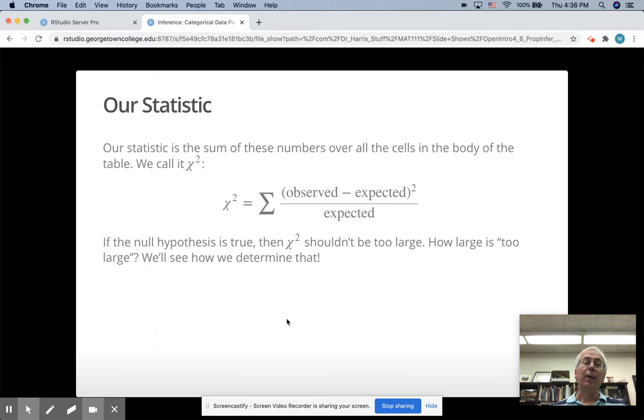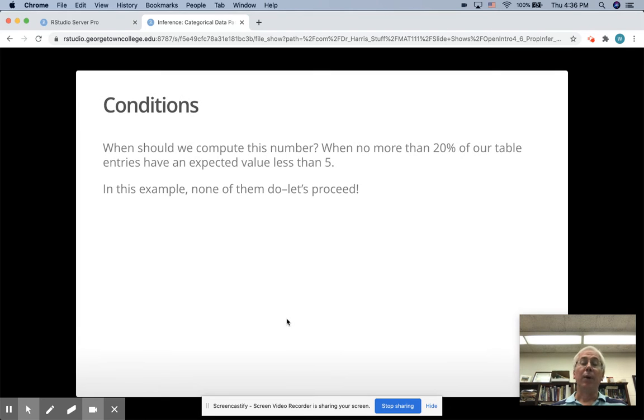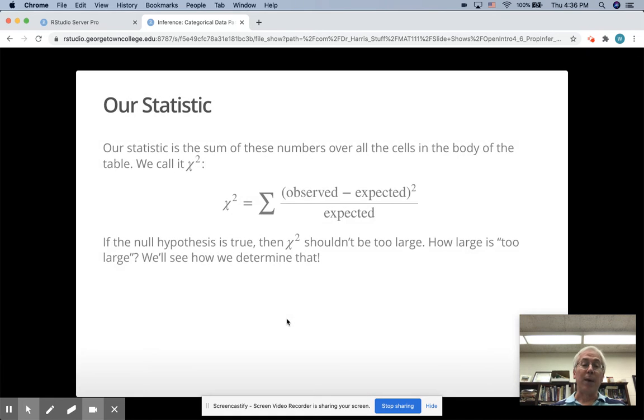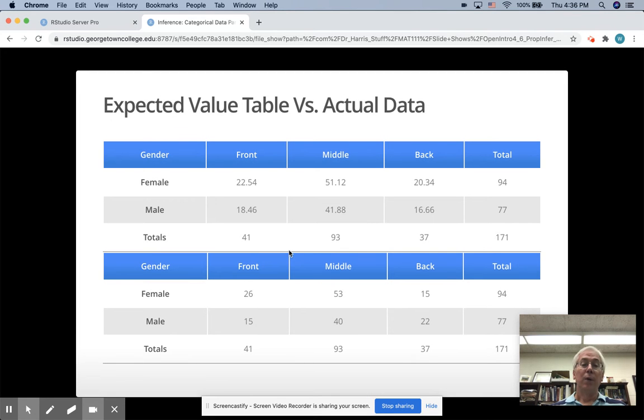And so we're going to use a calculator in RStudio to help us decide what the p-value is. But first we can compute all of those values, observed minus expected squared over expected. We can do that by hand. It's a bit tedious, but we can do it. But observe that the condition that we need to check in a situation like this is that no more than 20% of our cells, our table entries, should have an expected value less than 5. If we thumb back here to our expected values, we see that in this case, none of the expected values are less than 5. So that's certainly less than 20%. So we are good to go.